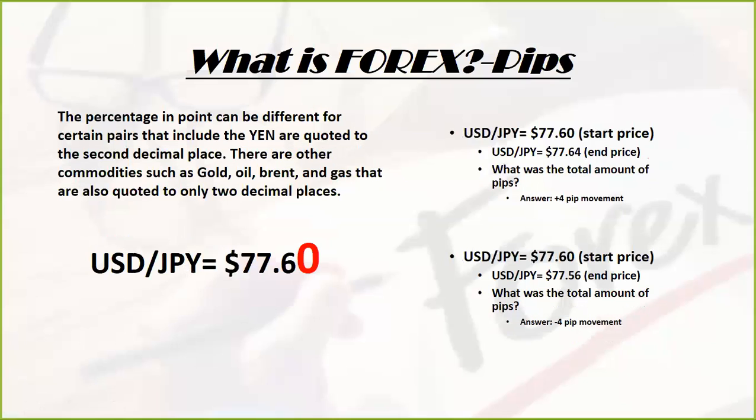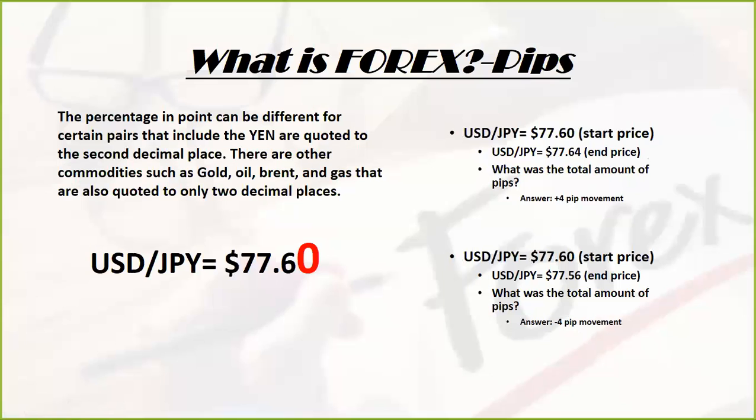So if you look here on the right hand side of the screen, you will see that, let's say we had a start price of $77.60 for the Japanese yen, and it went from $77.60 to $77.64. That was the end price. Well, one can say that that was a 4 pip movement. It went up 4 pips, and vice versa. Let's say that we started at $77.60 and it dropped to $77.56. Well, we can all agree that the pip movement would be -4.